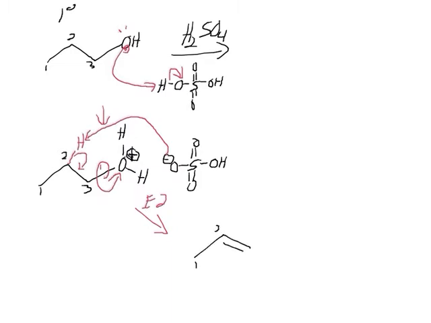So 1, 2, 3. Why couldn't it be what? Primary carbocation. Could we form a primary carbocation? Oh, no. So it has to be E2. We know it has to be an elimination because it's H2SO4, so there's no good nucleophile. And it's a primary carbocation, so we know we can't do E1. So it has to be E2.